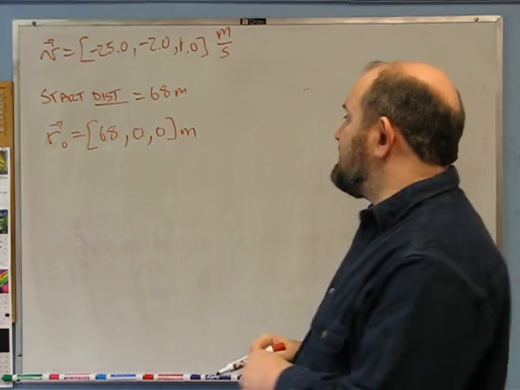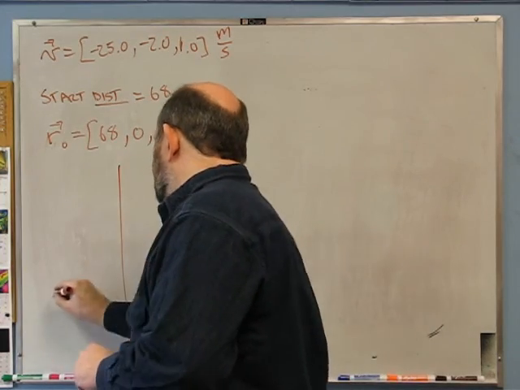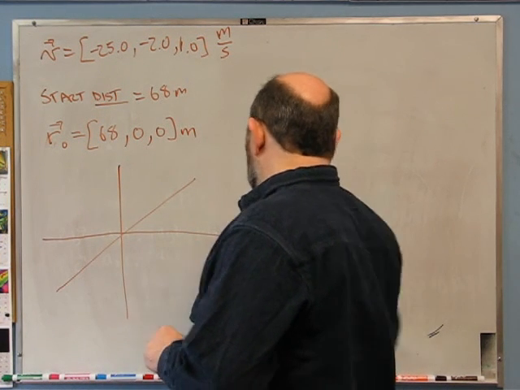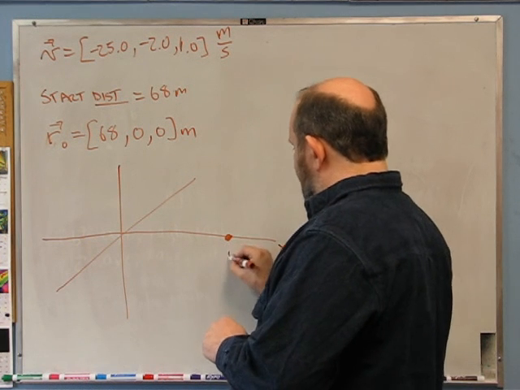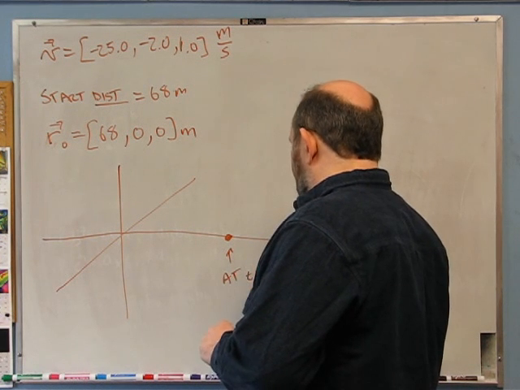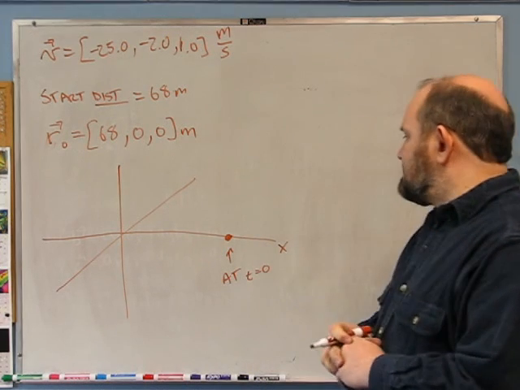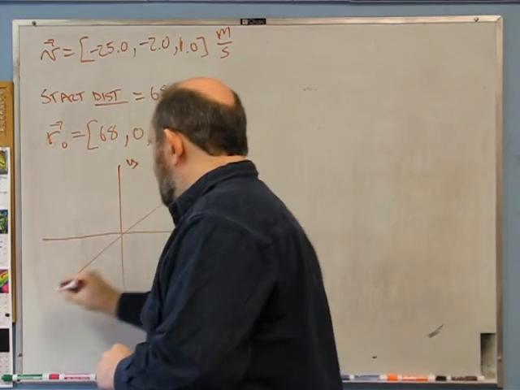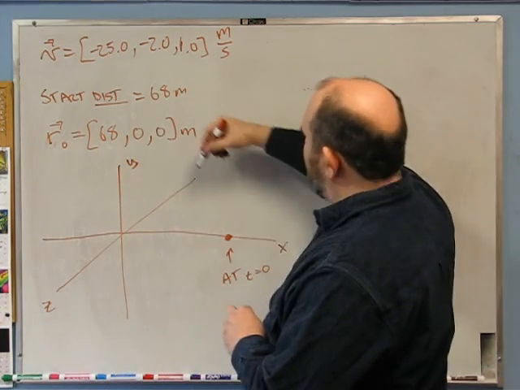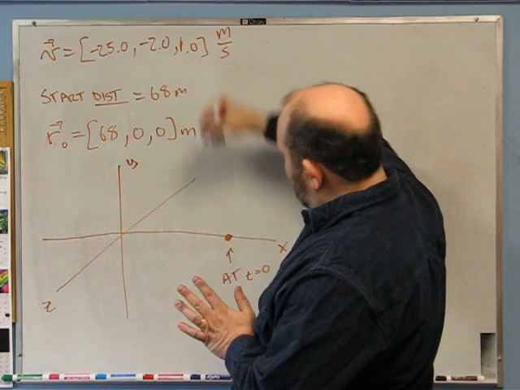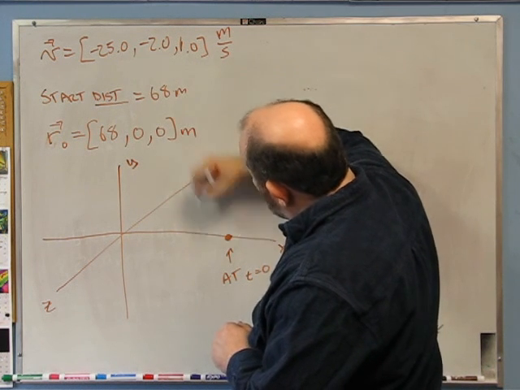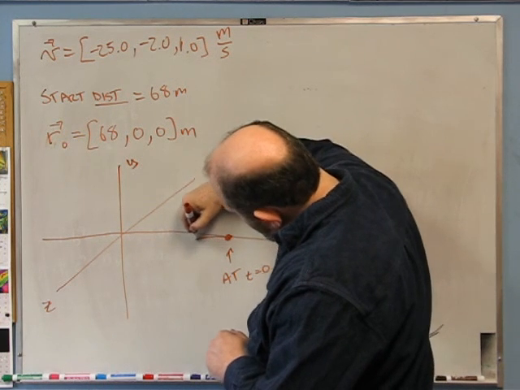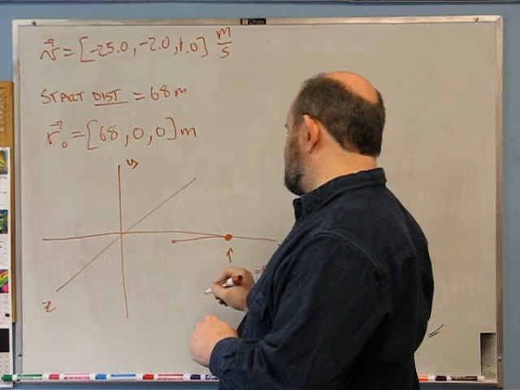What does that even mean? So what we have here is a ball that starts here out a distance 68 meters. So this is at t equals 0, say. Just pick a starting time. At t equals 0, it starts 68 meters away along the x-axis. That's x, that's y, that's z. Its velocity, if I drew it, would be sort of scaled, right? It's 25 in x, minus 2 in y, and 1 in z. So it's going something like that at a very small angle.